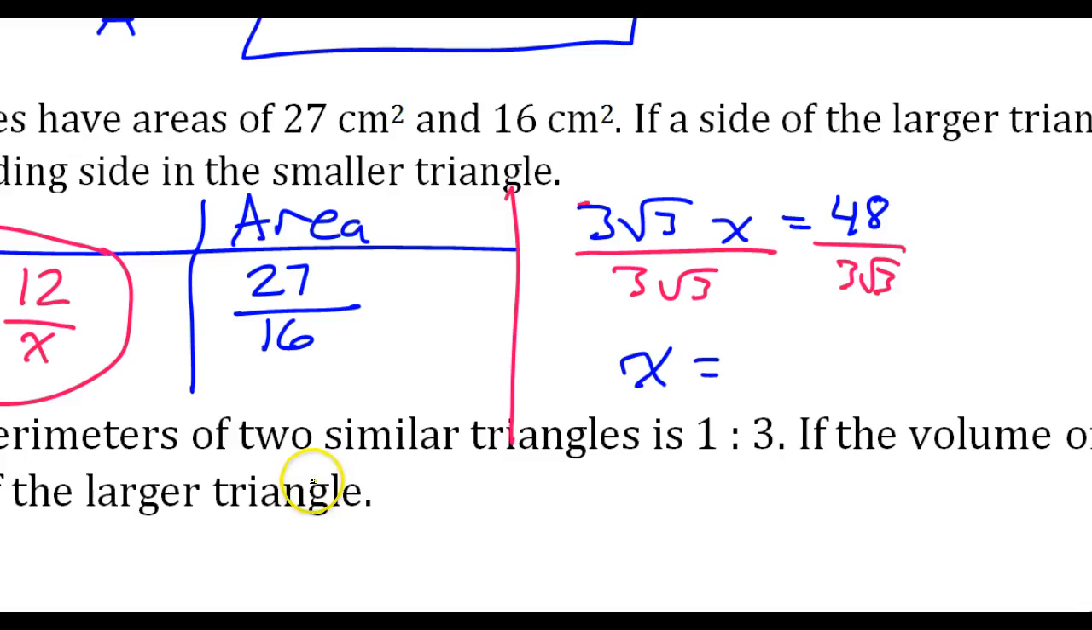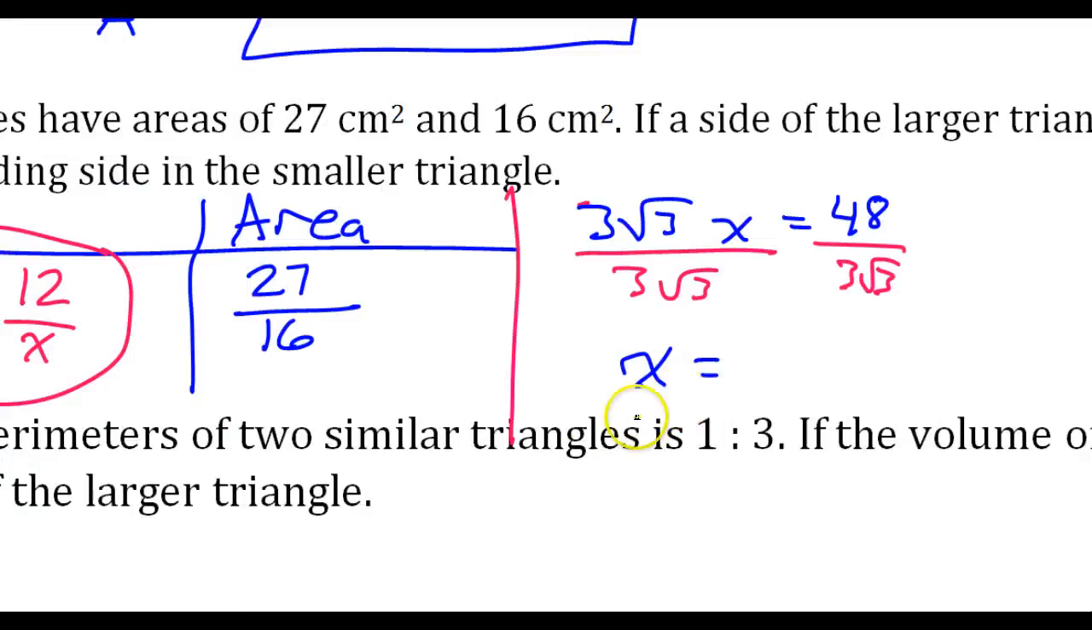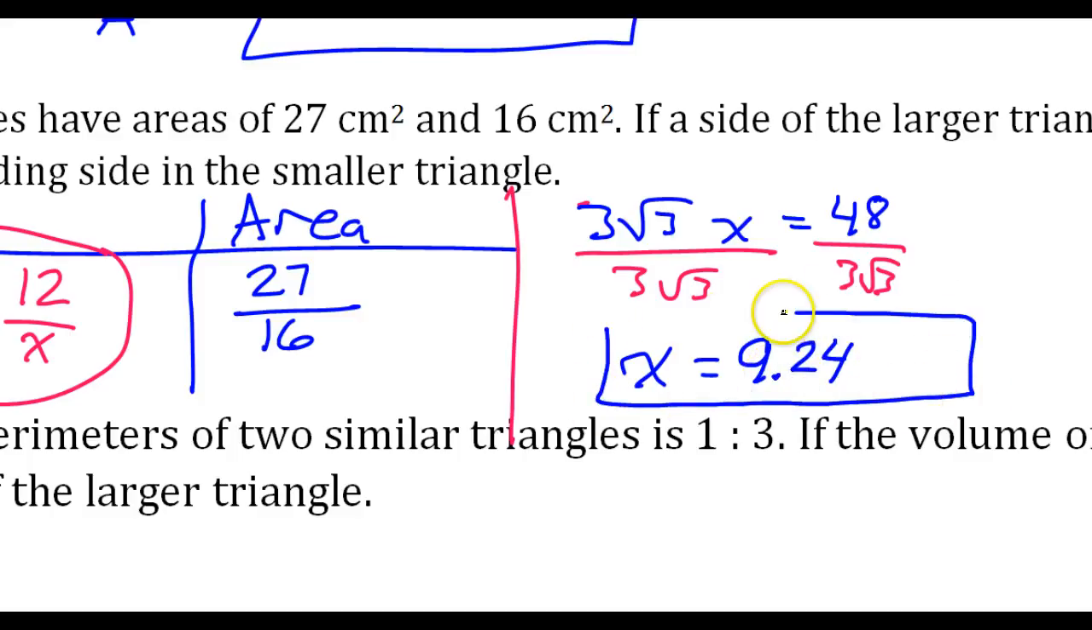Wait, why am I getting something totally different? 48 over 3 radical 3. You got this? Do you understand what you did wrong? Okay. You should be getting 9 point, did it say how much to round to? Say 9.24. Okay, so that was a little ugly. And the units will be centimeters.